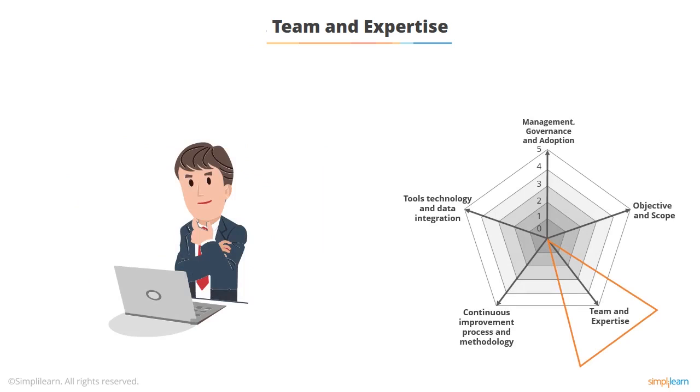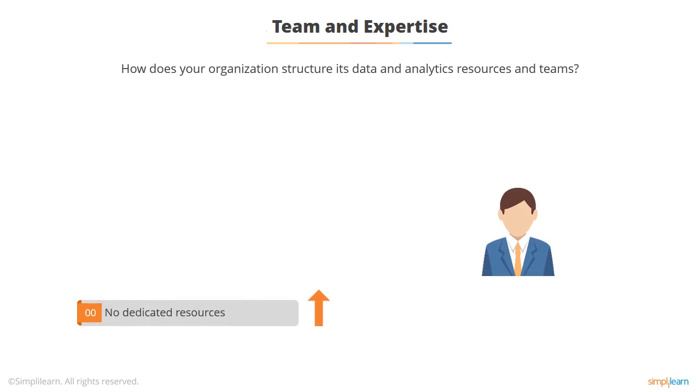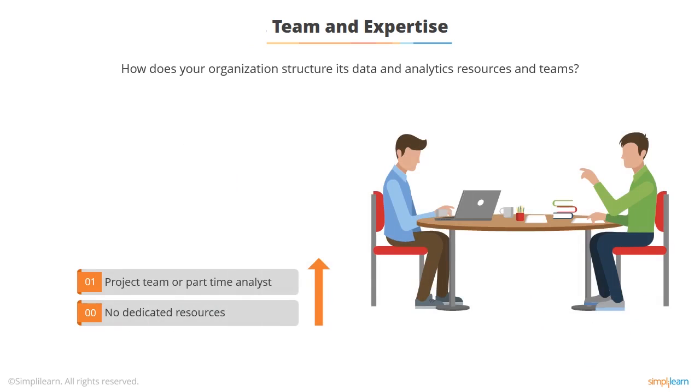So the team and expertise is quickly represented by the way the skills are structured within the organization. So how does the organization structure its data and analytics resource and team? Maybe there's no dedicated resources. Maybe there's a project team, which again is a challenge because the project is eventually going to end and those people assigned to the project are going to go back to their business doing something else. Or maybe it's just a part-time analyst, and that's a challenge because the field of expertise is so complex that working on your own part-time is very difficult.